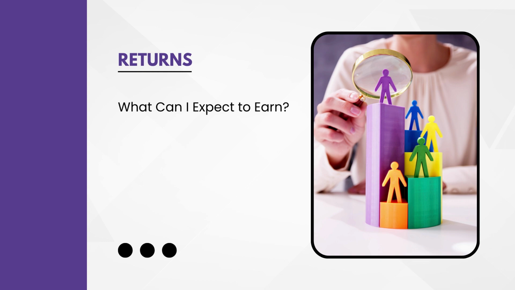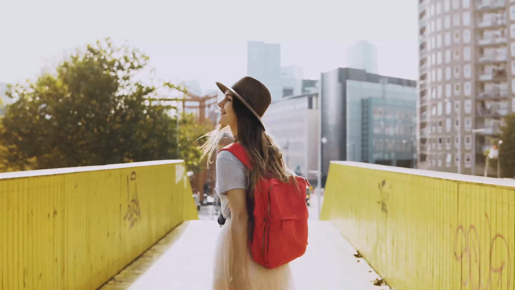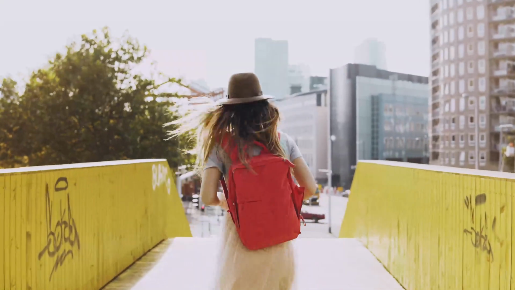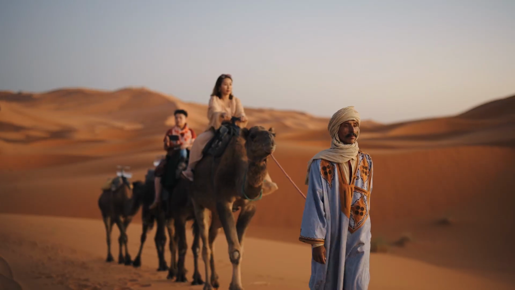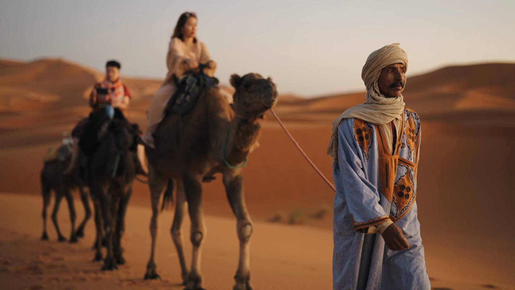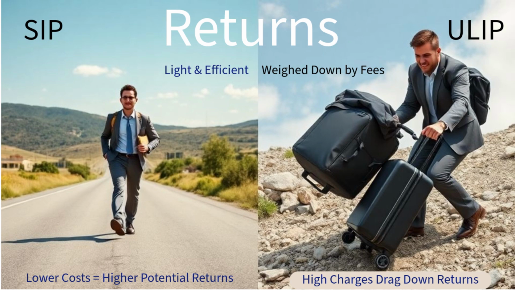Now, let's move to returns and performance. Imagine investing with SIP like traveling light, efficient, with fewer costs weighing you down, allowing for better long-term returns. ULIP, on the other hand, feels like traveling with heavy luggage. The multiple charges and fees can drag down potential growth, making the journey more complicated and less rewarding.